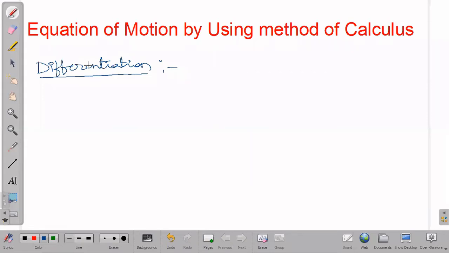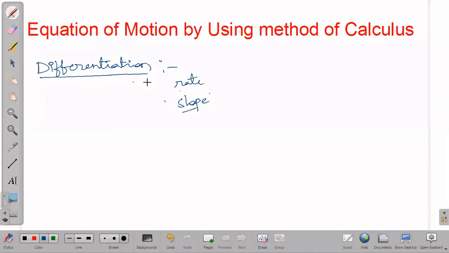So what differentiation is: in physics we use differentiation when we need to find the rate of something, or when we need to find the slope of a curve. So how do we find the slope of a curve? We find it by drawing a tangent at a point to the curve. On that tangent we locate two points and find the slope from them. To find the slope of a curve or the rate of something, we use differentiation in physics.